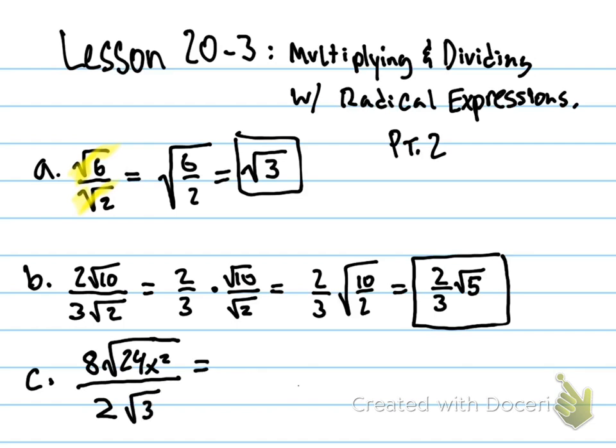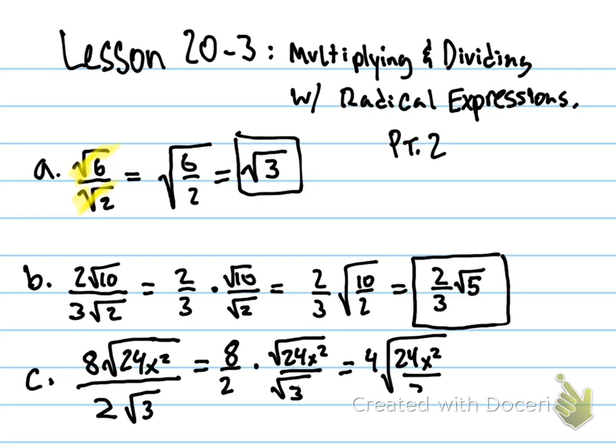First, we're going to divide the normal parts. We're going to have 8 over 2, and then this multiplied by the square root of 24x squared over root 3. All right, we know 8 over 2 is 4. And then we're going to combine the fractions. And 24 divided by 3 is 8. So we're going to have 4 square root of 8x squared.